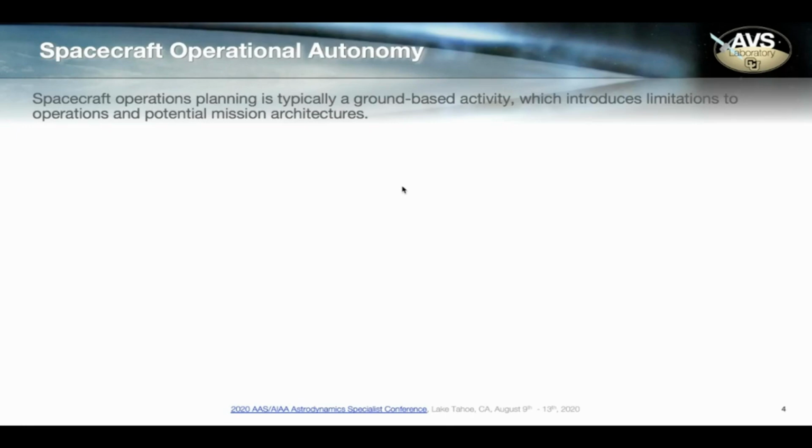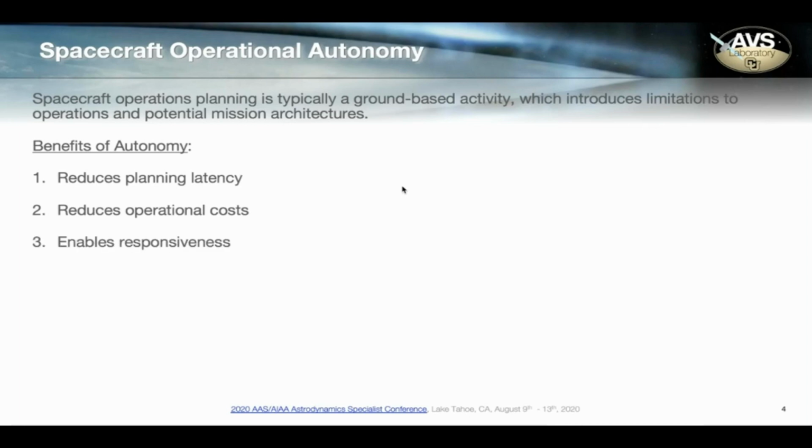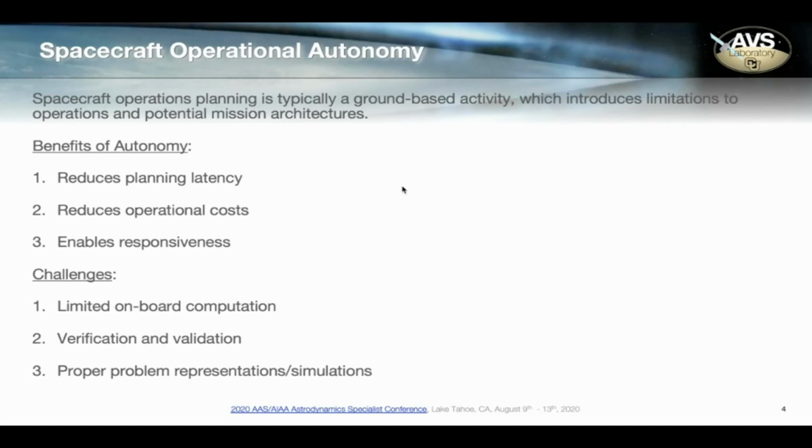Spacecraft operational autonomy. Spacecraft operations planning is typically a ground-based activity, and this introduces limitations to operations and potential mission architectures. Spacecraft autonomy, however, is an enabling technology that can enable new mission architectures and improve upon pre-existing ones. Benefits of autonomy include reduced planning latency, reduced operational costs, and responsiveness onboard the spacecraft to unexpected events or opportunities. Challenges include limited onboard computation, verification and validation and safety guarantees, and proper problem representations and simulations to support the work.